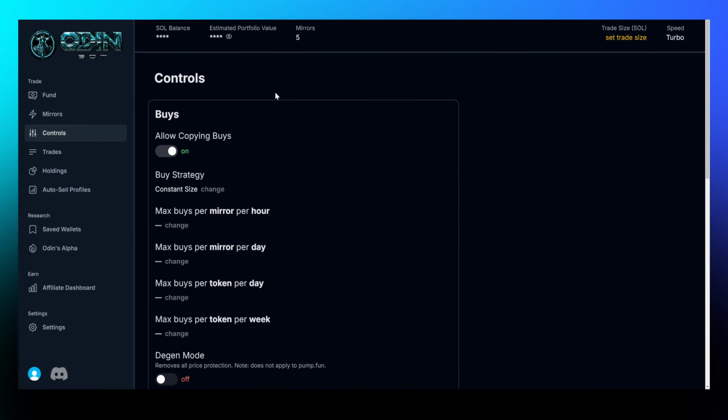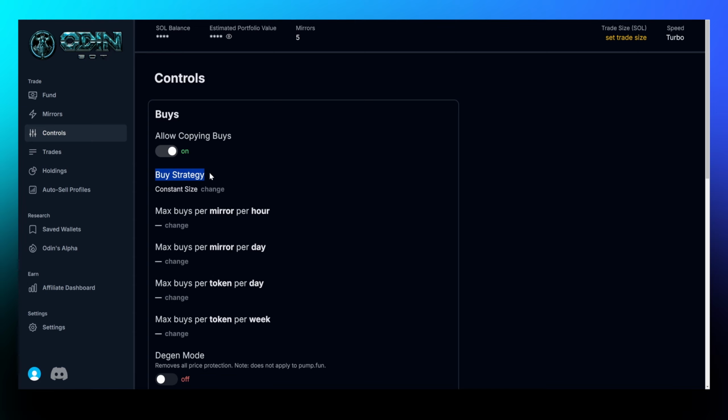Moving on to the controls tab, let's dive a little bit deeper into each setting. First one, it's allow copying buys. This is straightforward. If it's enabled, your mirror wallet is going to trigger the buy scoping on yours. So you're going to copy each token the wallet buys.